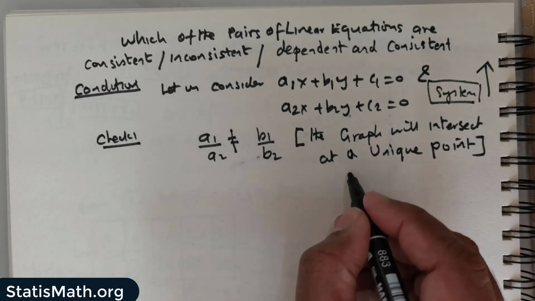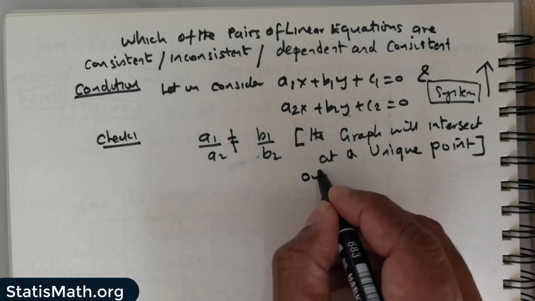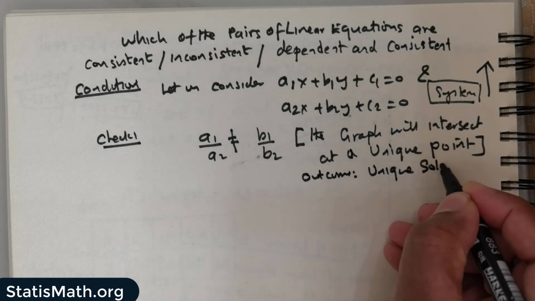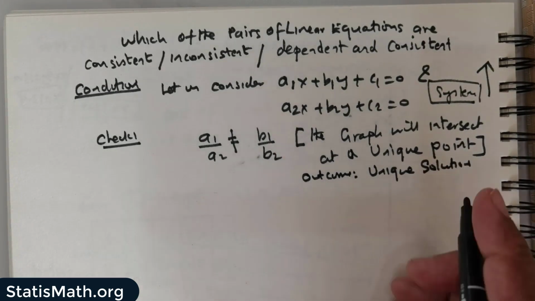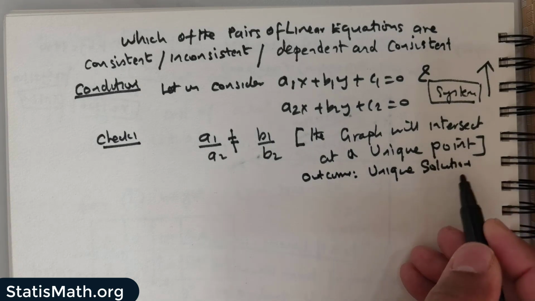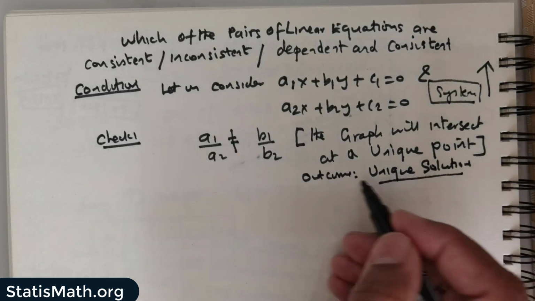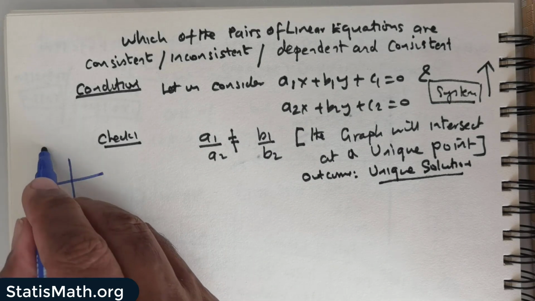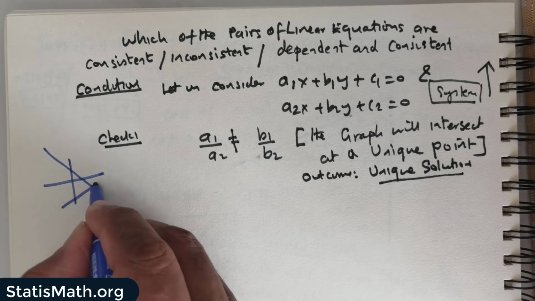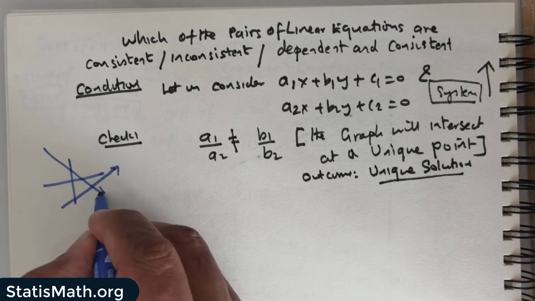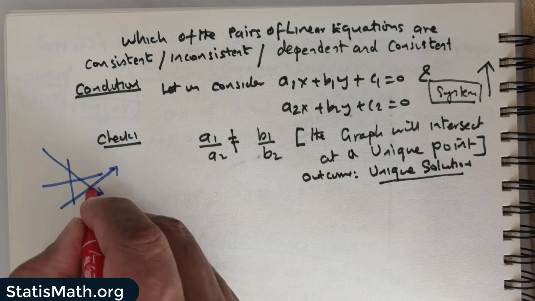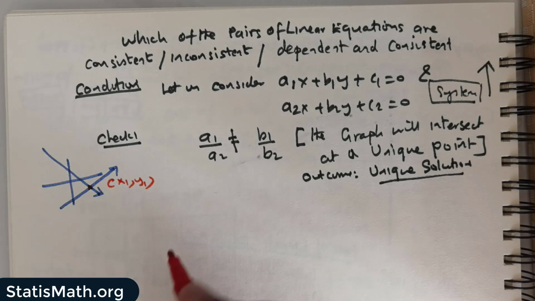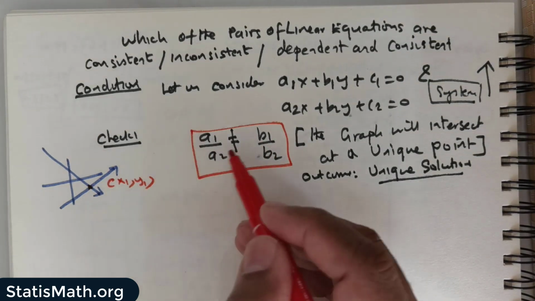And what would be the outcome for this? The outcome is a unique solution, and you will get only one solution. Have that in mind, there is no S there. So the graph would look something like this: a line coming down like this and another line going like this. The intersection is the solution, some x1, y1, and that will occur only if this condition holds good.